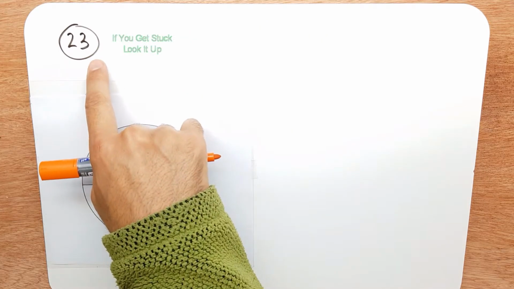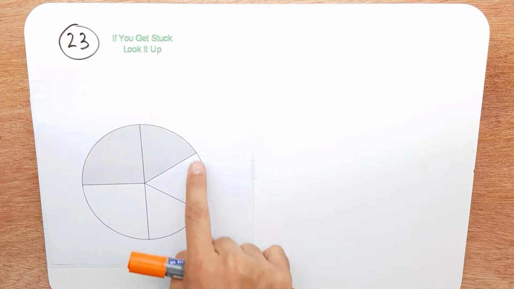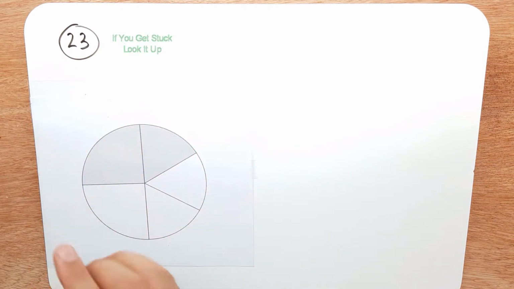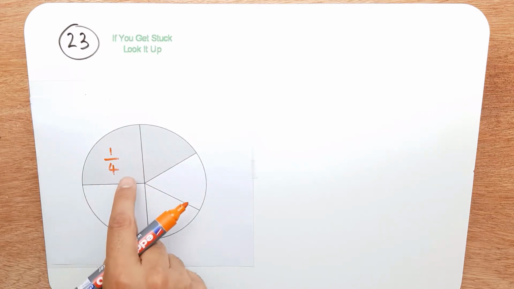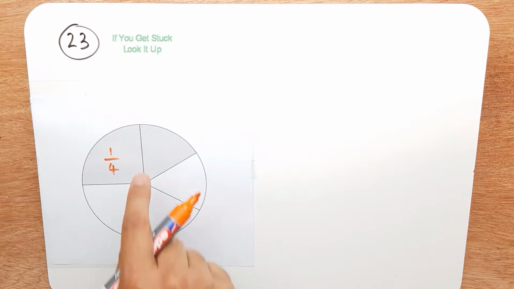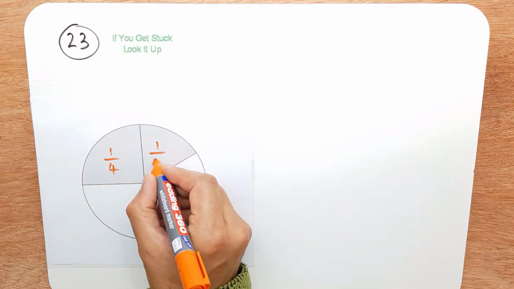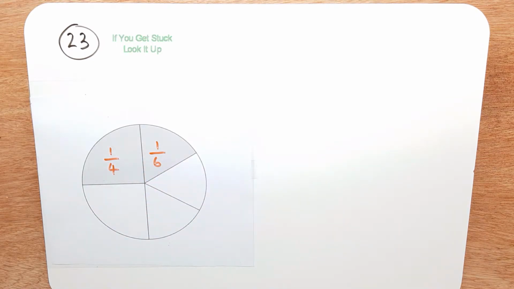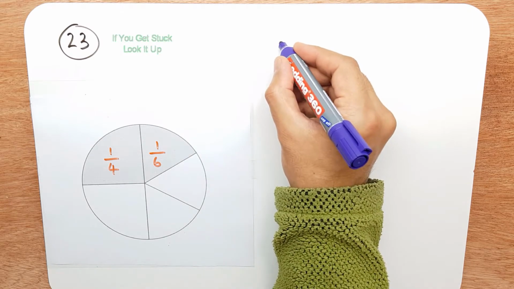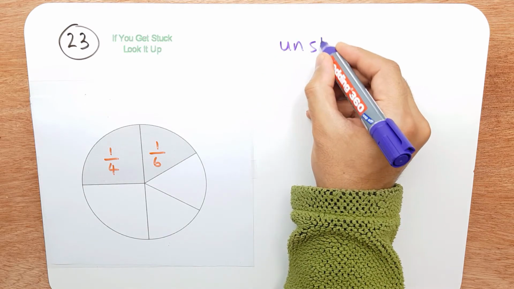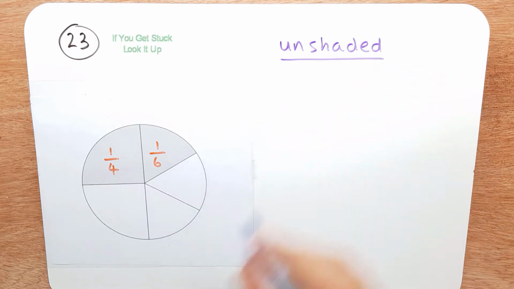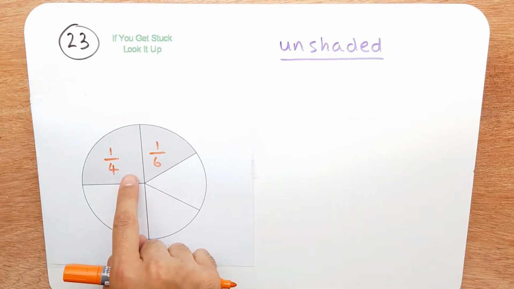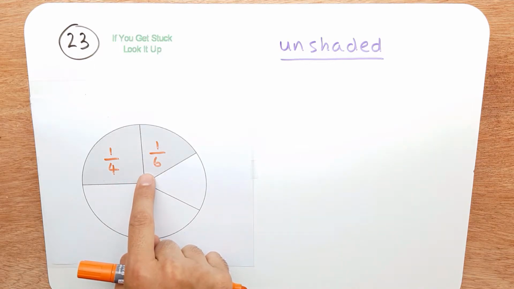In question 23, we're given a circle and we're told 1/4 is shaded here and 1/6 is shaded here. And we're asked to work out the unshaded part. Now what we can do is work out the shaded part and do one take away the shaded part. So let's do that.